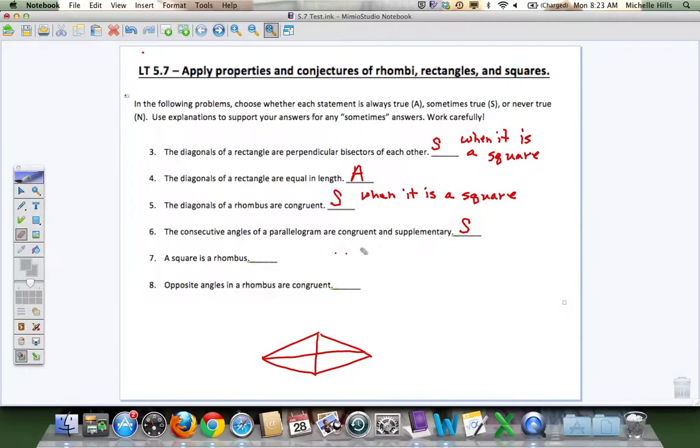So you could have said when it's a square or a rectangle, although that's being a little bit wordier than you need to be, because if it's a rectangle, then it'll cover that square part. And I am having a difficult time writing on this when it's a rectangle. A square is a rhombus, always. Opposite angles in a rhombus are congruent, always.